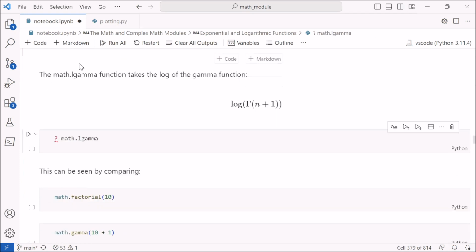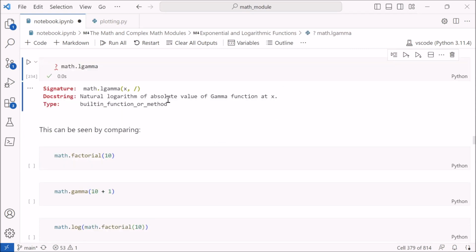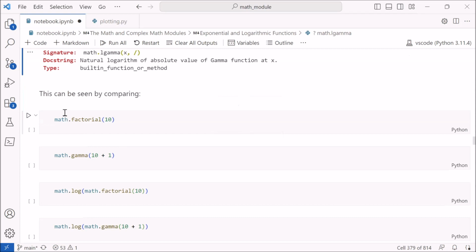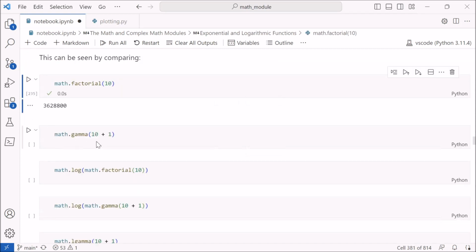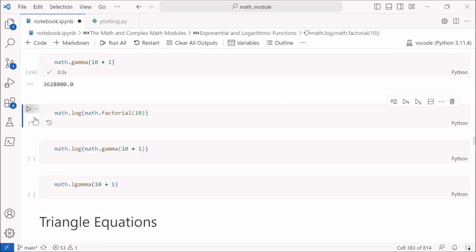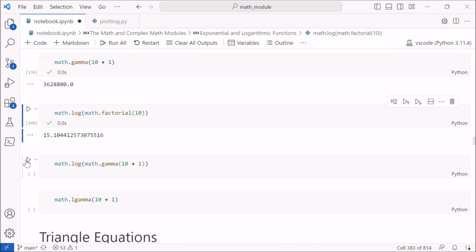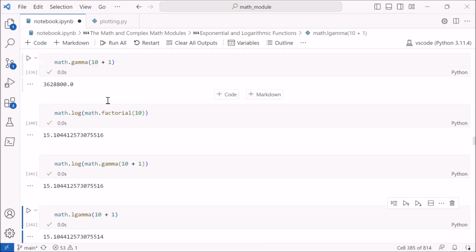And there's also the log gamma function, so we can have a look at its docstring. So it's basically the log of the gamma function. And if we have a look at the factorial of 10, or the gamma value of 10 plus 1, we get the same thing. So if we take the log of these, then we're going to get this 15.1. And if we use the log gamma function directly, we're also going to get 15.1.